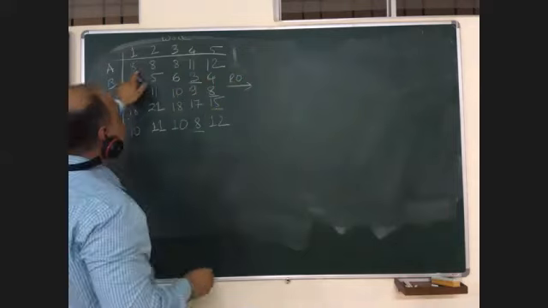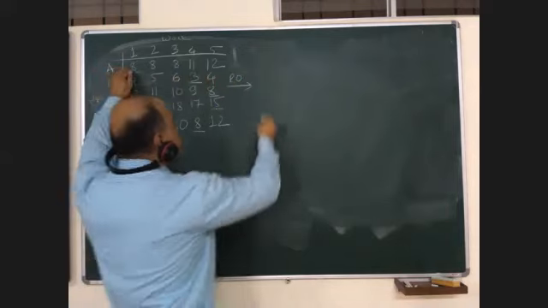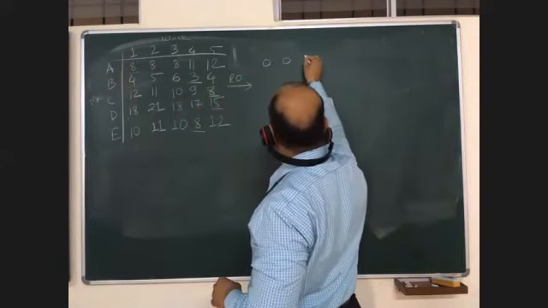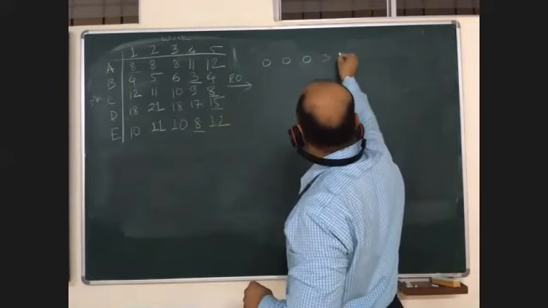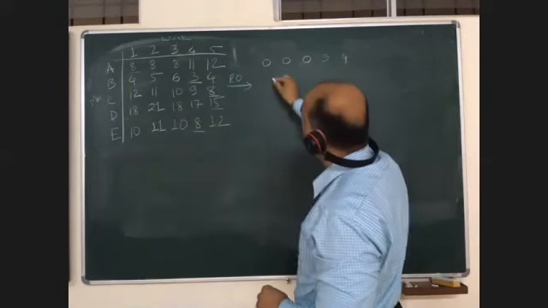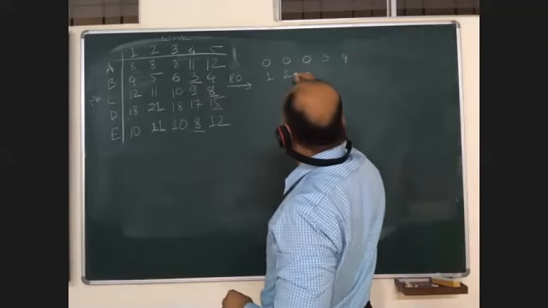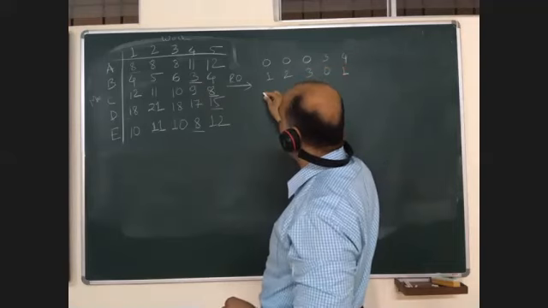And subtract this minimum number from all the elements of the same row. This is 0, 0, 0, 3 and 4, 4, 3. So this will be 1, 2, 1, 3, 2, 3, 0, 1, 0, 1.